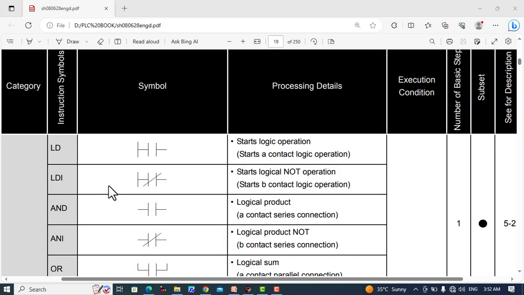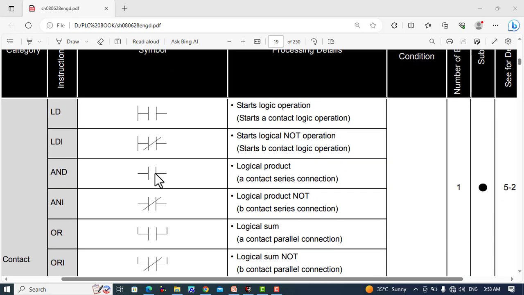Contact instructions, first of all we will see. This instruction we normally see as the normally open contact, which is LD, shown with the instruction symbol LD. It means the logic operation starts a contact logic operation. It is a normally open contact. If this is a normally closed contact, it is LDI, the inverse of this load instruction.